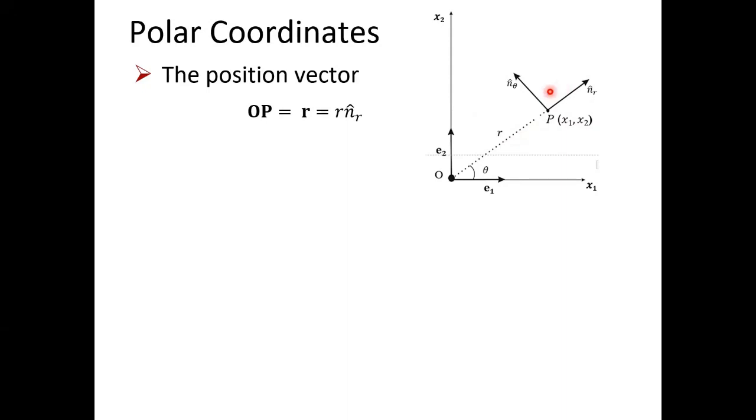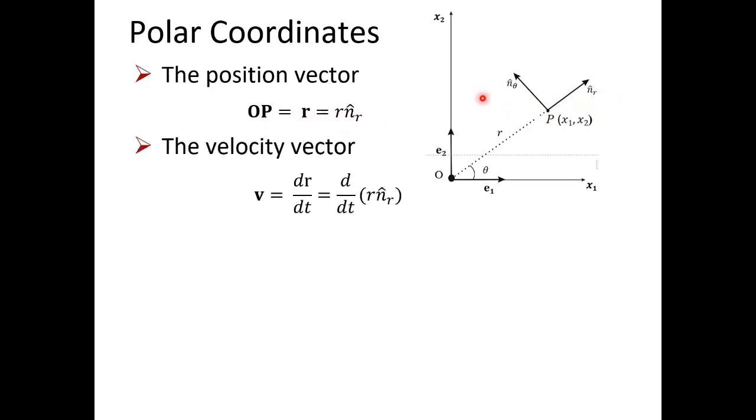But anyway, with this position vector of P, we can define it in the n hat theta and n hat r frame as r times the unit vector n hat r. And the velocity is the first derivative of this.